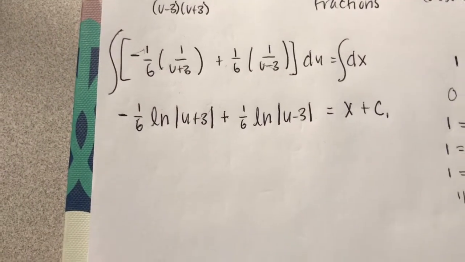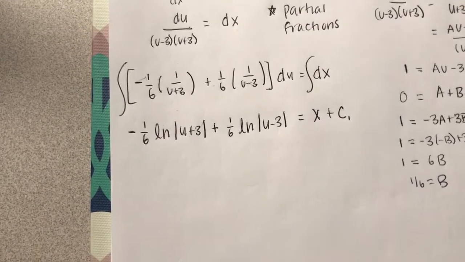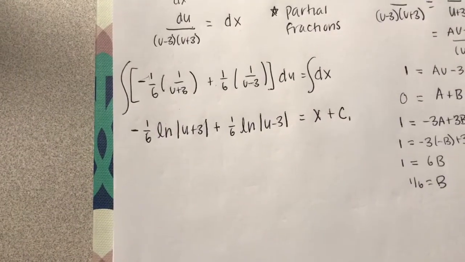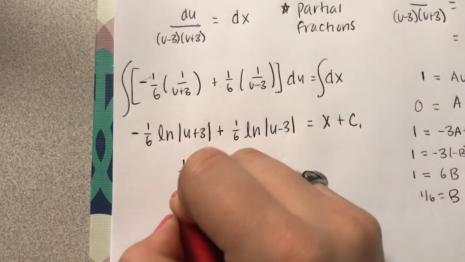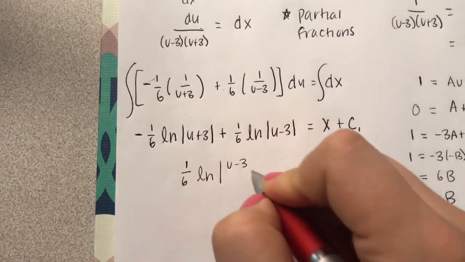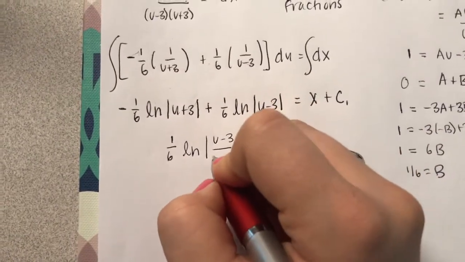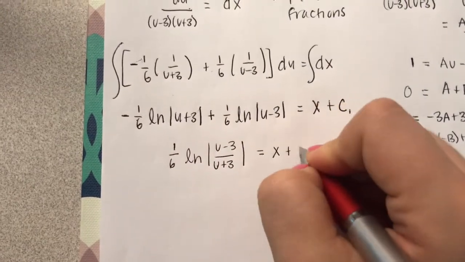So now, if I use my exponent rules, I know that when I subtract two ln's, I divide them. So I'm going to be left with 1/6 natural log, and my (u - 3) is going to be on top, over, since I'm subtracting, that (u + 3), equals x + C1.